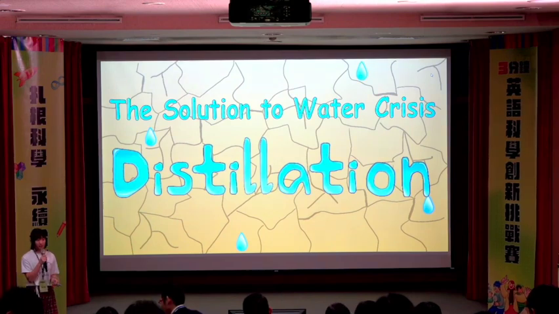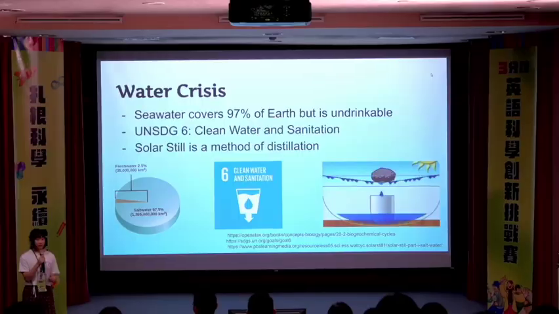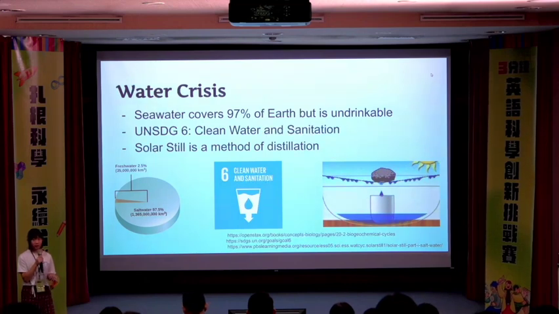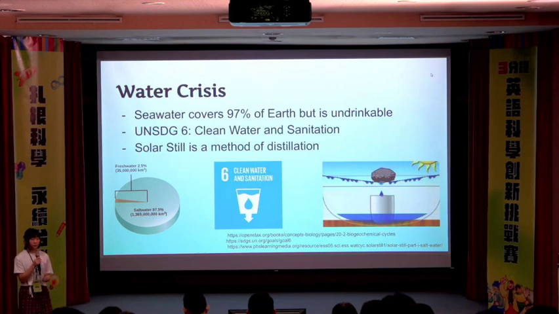This is JS007. Now, before my presentation, I would like you all to think about what is something we can't live without. Actually, clean water is essential for every single one of us, which leads me to investigate an experiment of distillation. Seawater covers 97% of Earth, but we cannot use any of it. In addition to UN SDG 6, clean water and sanitation, with one of the goals stating to provide clean water for all. In my experiment, I used a solar still as a reference.